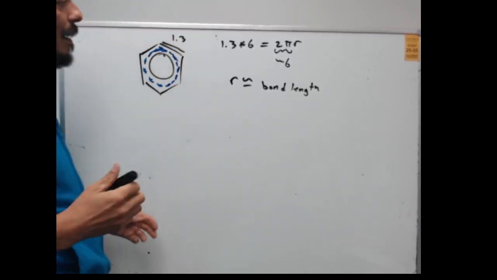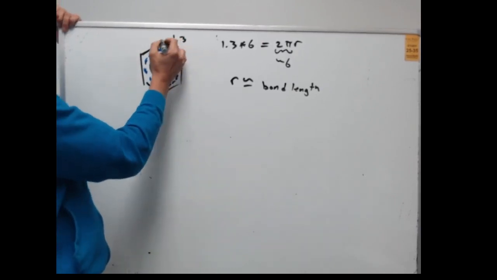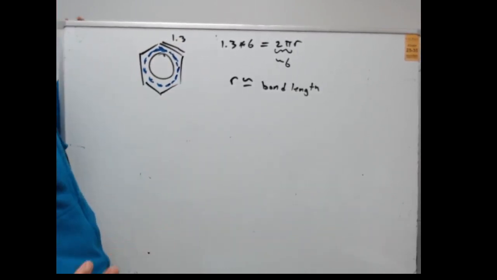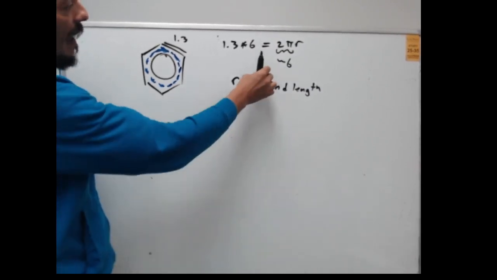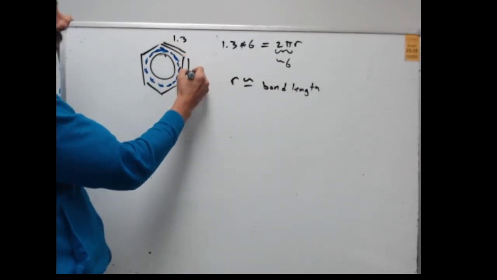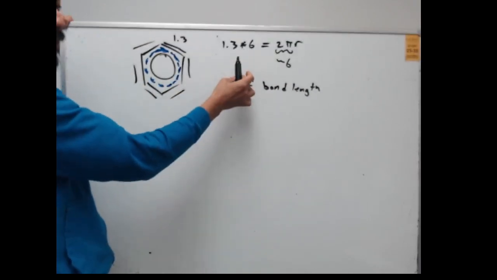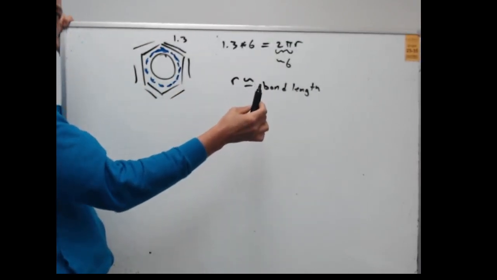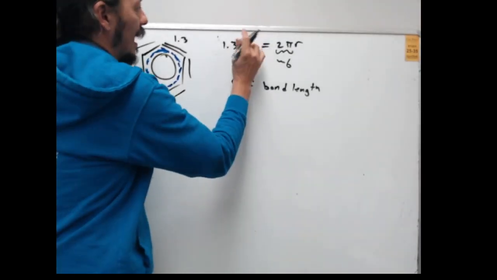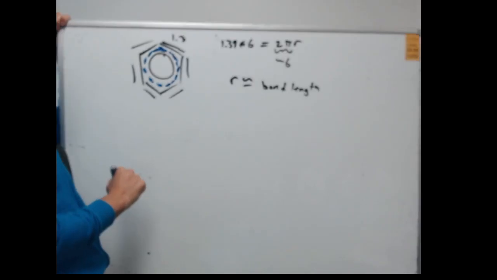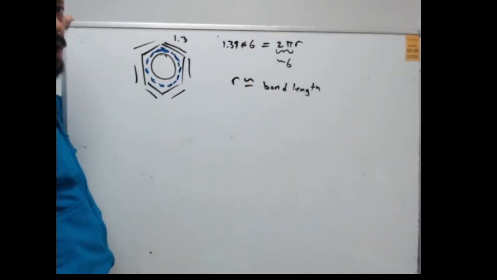The other thing that came up is whether we can just use the bond length as the radius, or if we have to do some other math. I will give credit either way. The reason is that if you look at the circumference, it's going to be essentially 6 bond lengths. So 1.39, the bond length, times 6 gives you your circumference. And then your circumference is 2 pi r.